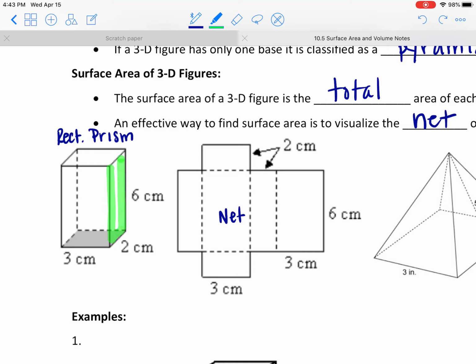If we were to look at the sides, so let's say we wanted this side here, which corresponds with this side here. Those sides are 2 centimeters by 6 centimeters. So the 2 by 6 portions would be these pieces here, right? So there's 2 rectangles there.